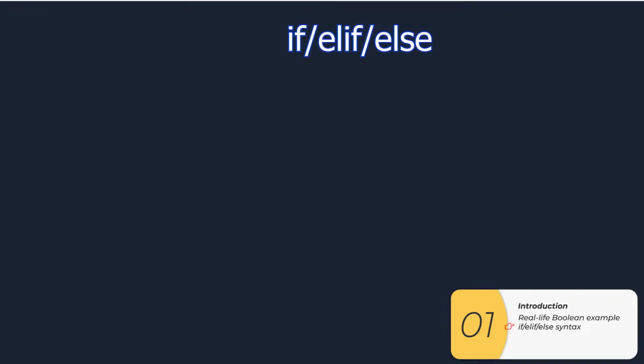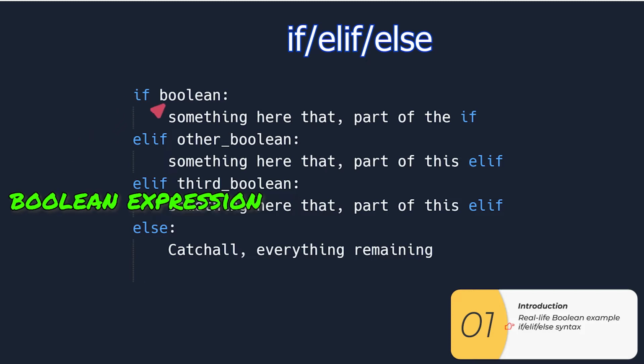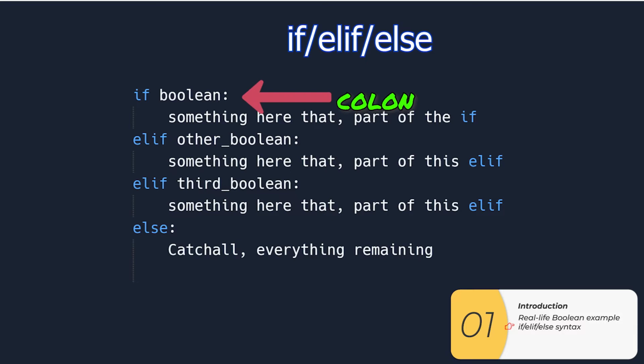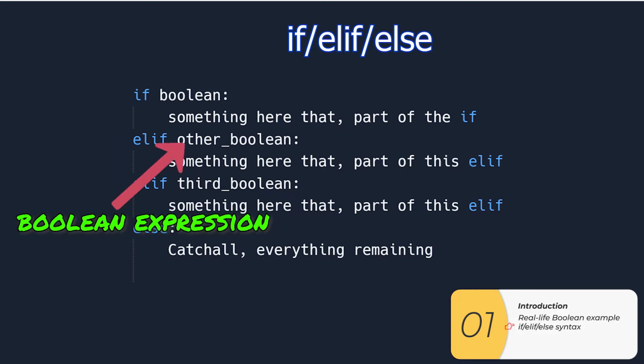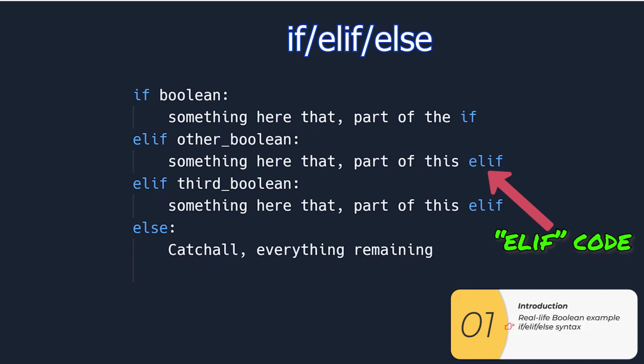Whenever we're trying to test different scenarios, we have an if, we have a Boolean, which is what we're testing, and then we have a colon at the end of the line. And then the next line is indented, and that is the code associated with the if. After that, we have an elif for another scenario we're testing with that Boolean, and a colon at the end. And again, we have the code associated with that particular elif, that particular condition, which is indented.